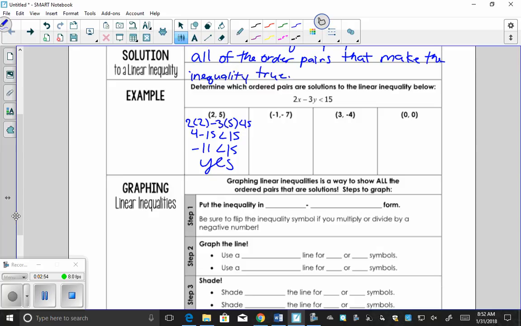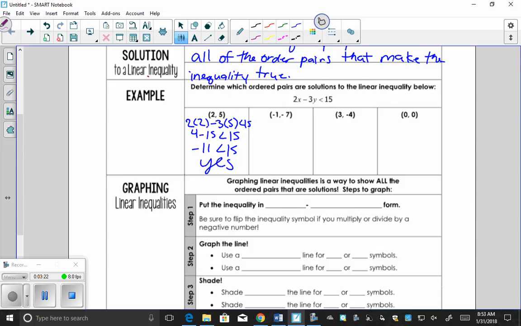Yes. It does not say 45. Yes was the answer. It says less than 15. Okay? That's it. And if it's true, it's yes. If the answer is false, then it's no. So let's look at another example real quick.